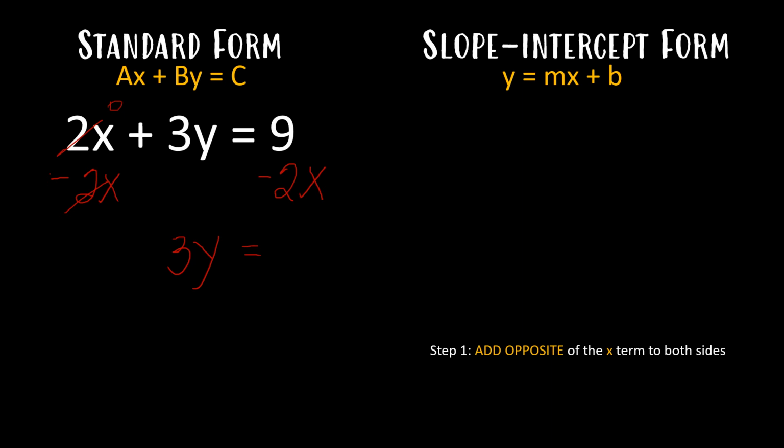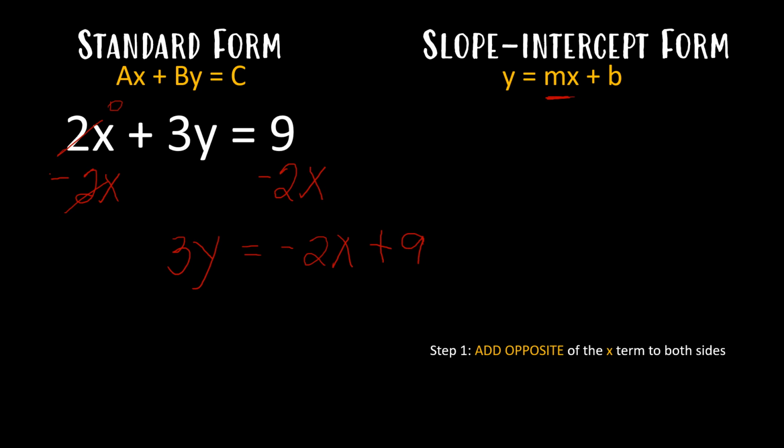Pero unahin natin is the x term since tinatransform natin siya from standard form to slope-intercept form. Unahin na natin ang x term na negative 2x. And then, yung susunod na term is positive 9. And then, what will be the next step?